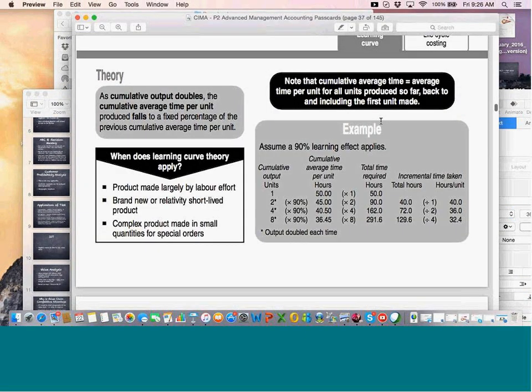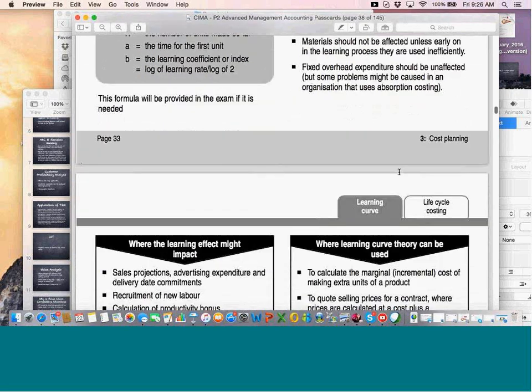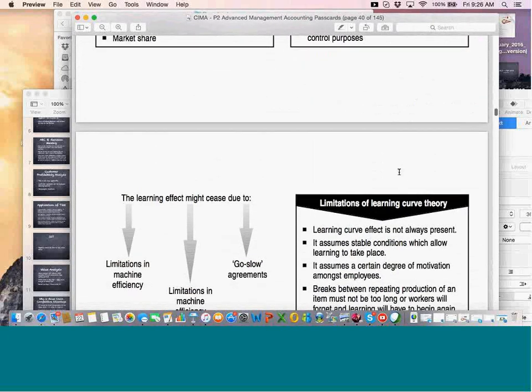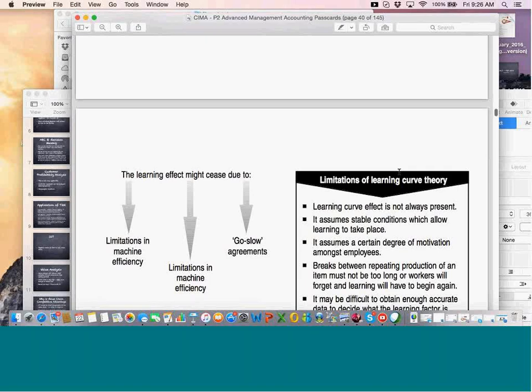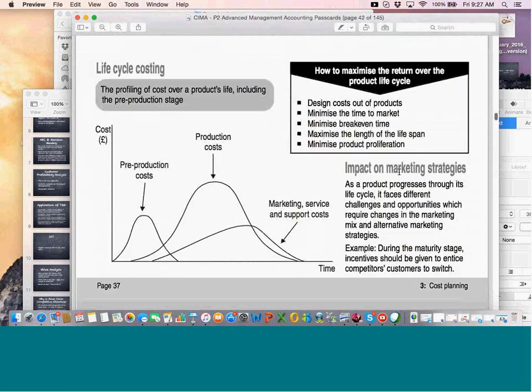It's related with marketing as well, because when I go to this stage, you try to keep the product as long as break-even time, maximizing the length of the lifespan. It's also maximizing return over the product life. You match cost. So we are talking about exactly this. Now we're looking at the pre-production cost, production cost, and also the marketing service, so we brought in the logistics and stuff like that.